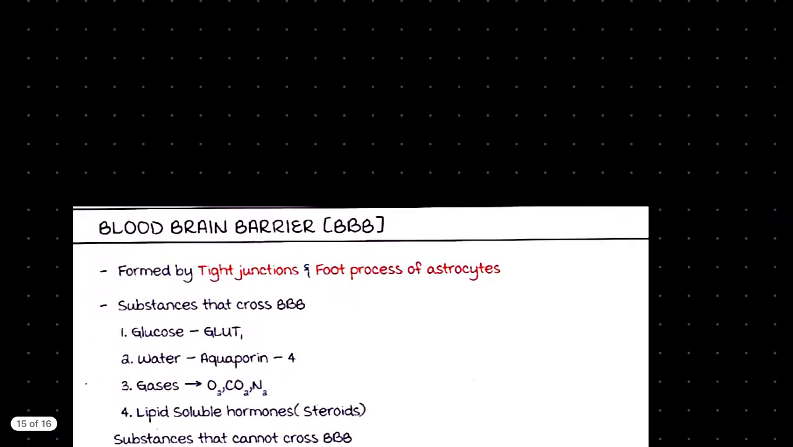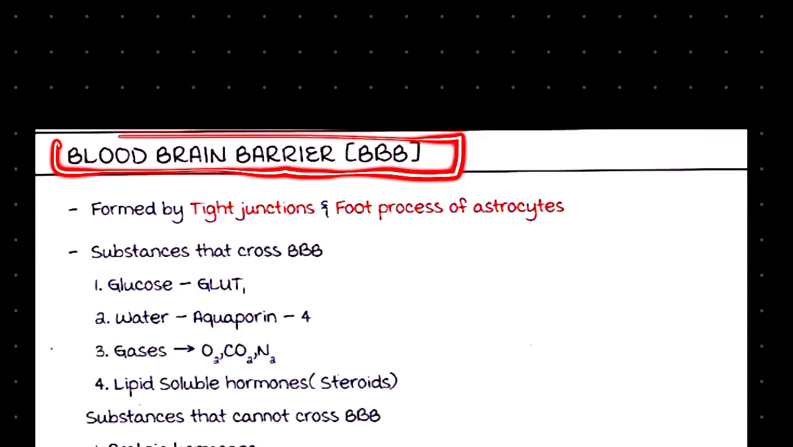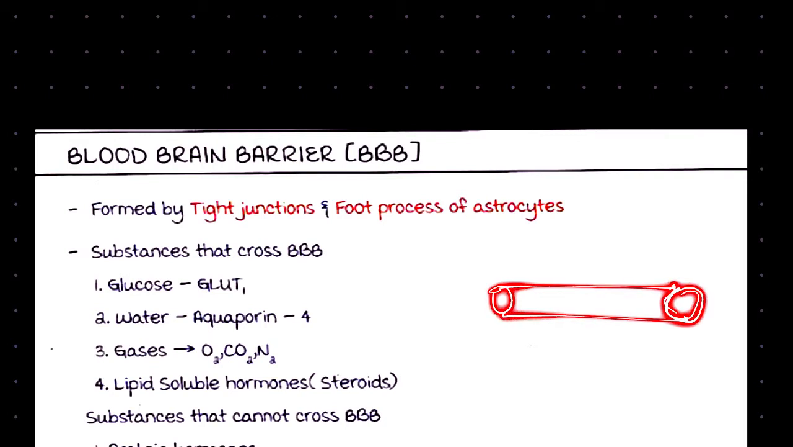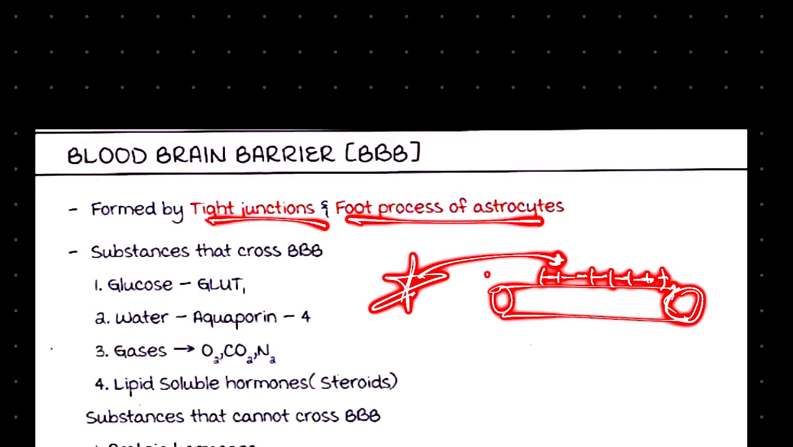Now moving to another topic, and that is the blood-brain barrier. What is this blood-brain barrier? There is a blood vessel, and the endothelium of this blood vessel is formed with tight junctions, and also there are the foot processes of astrocytes. The tight junction and foot process of astrocyte form the blood-brain barrier. It will not allow everything to get into our brain. It will block, it will not allow entry.